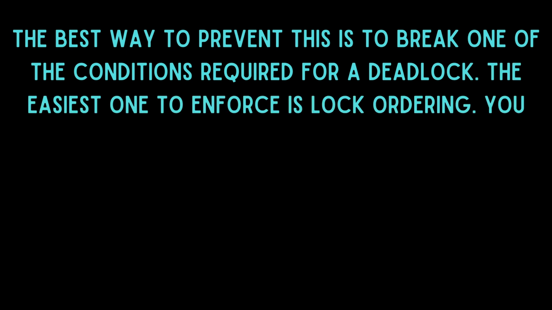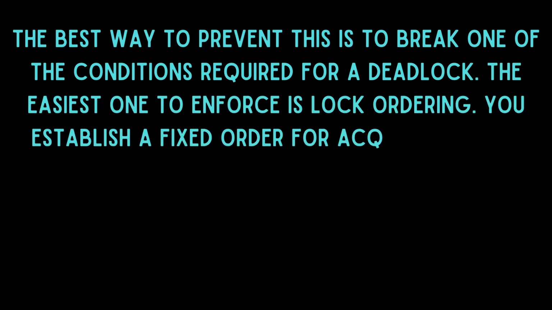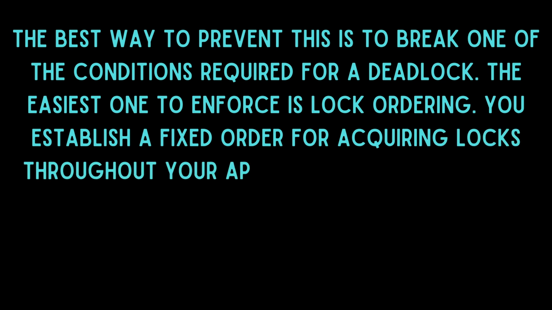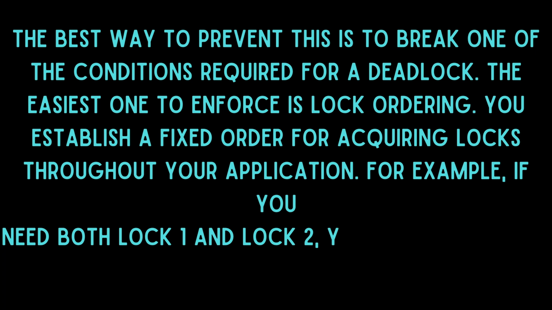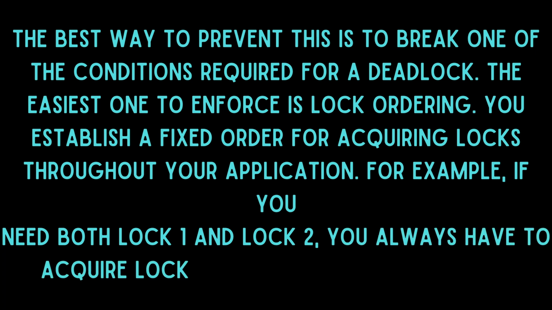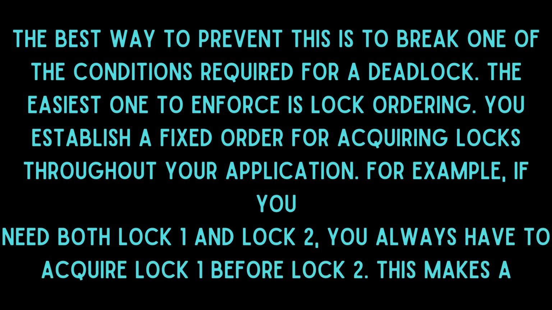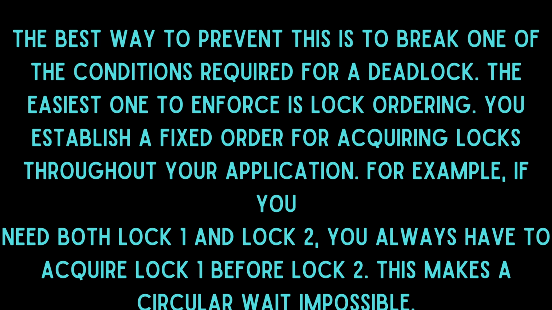The best way to prevent this is to break one of the conditions required for a deadlock. The easiest one to enforce is lock ordering. You establish a fixed order for acquiring locks throughout your application. For example, if you need both lock 1 and lock 2, you always have to acquire lock 1 before lock 2. This makes a circular wait impossible.